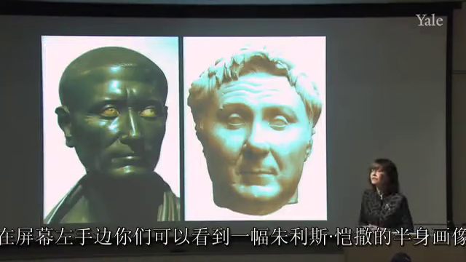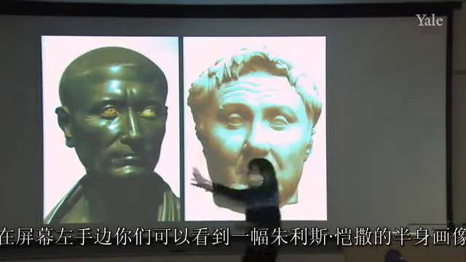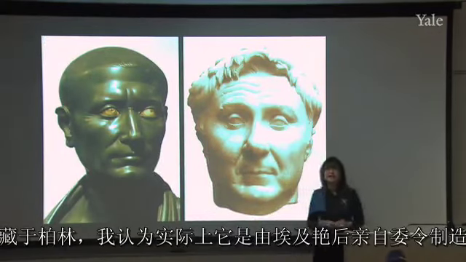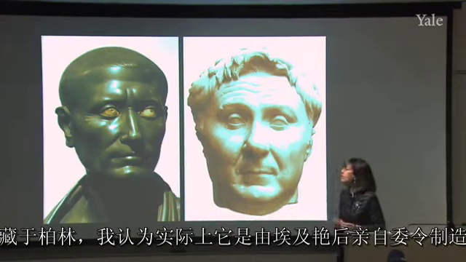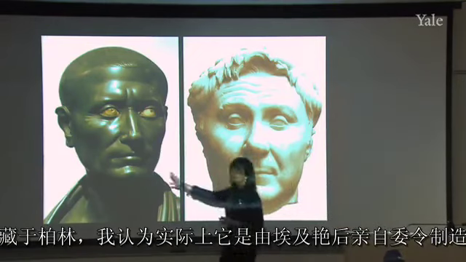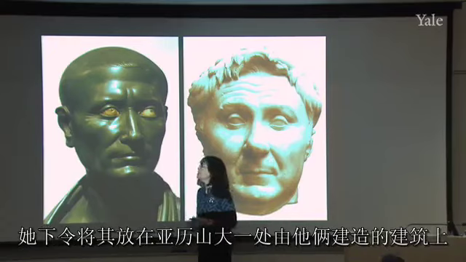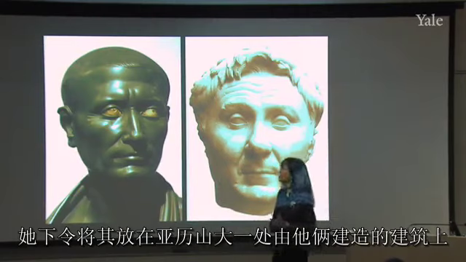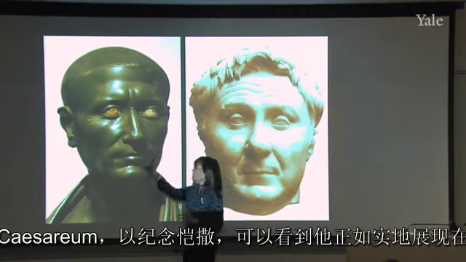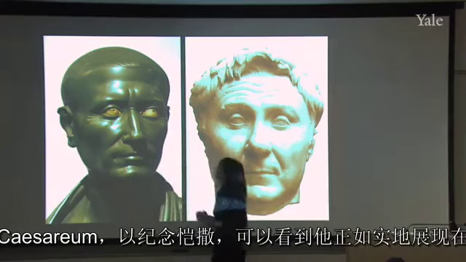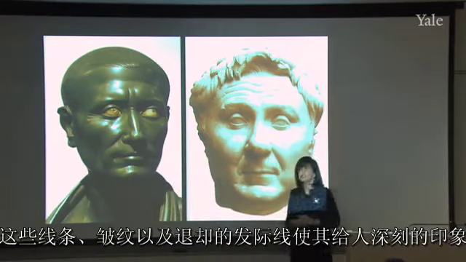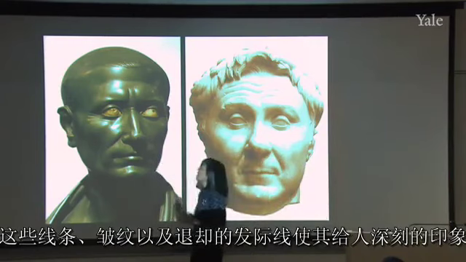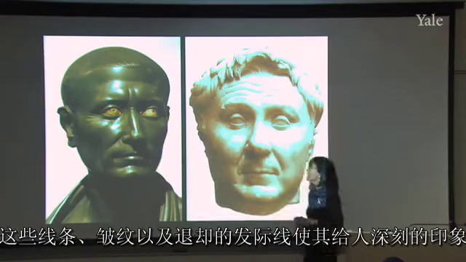You see on the left-hand side of the screen a portrait of Julius Caesar. It's a green diabase portrait of Caesar. It's now in Berlin, and I believe actually that it is a portrait that was commissioned by Cleopatra herself. She commissioned it for a building that she and Caesar were putting up in Alexandria called the Caesareum that honored Caesar. And you can see that he is represented as he was. It's a quite realistic portrait with the lines and wrinkles, with his receding hairline and so on, accentuated in this portrait.